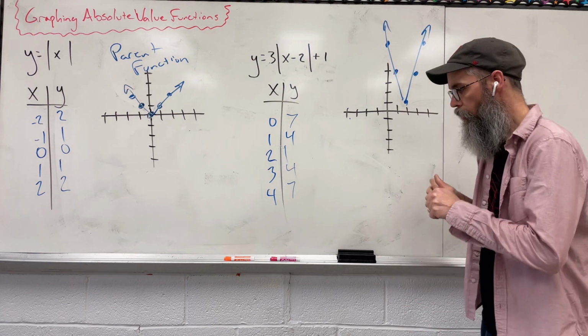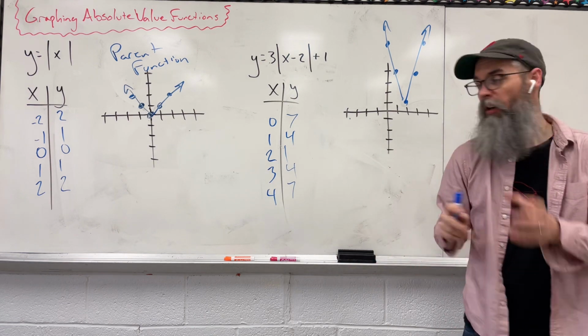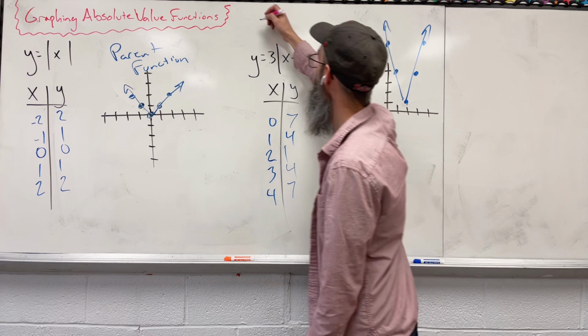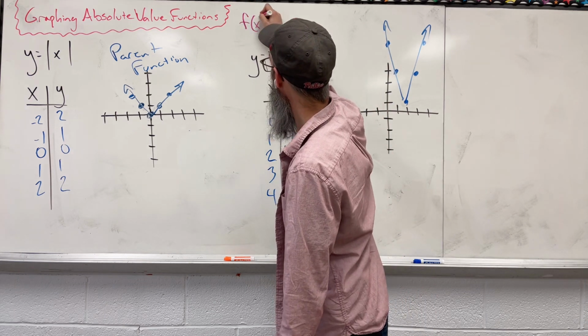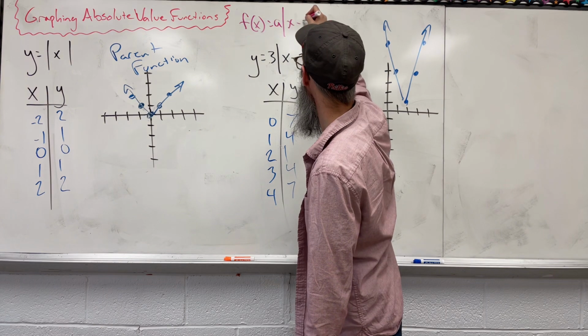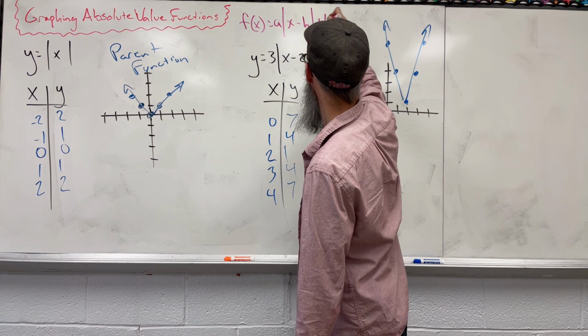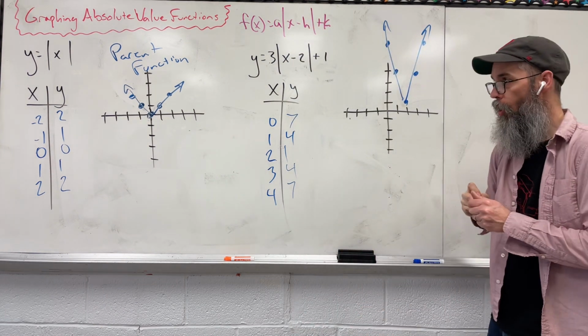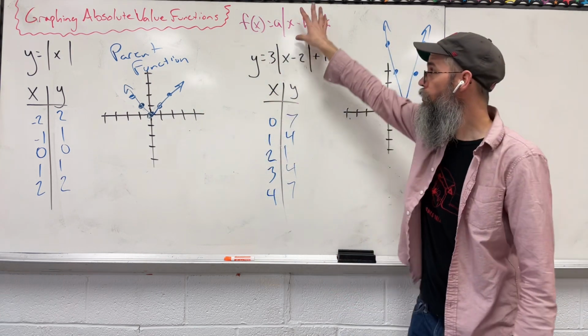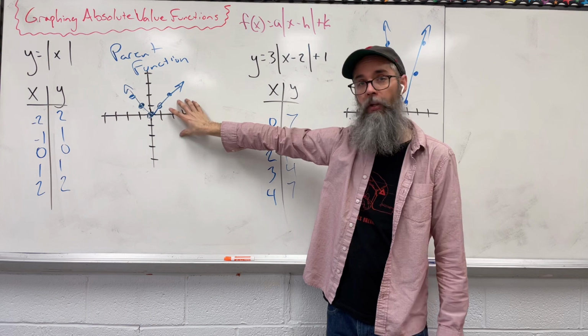All right, so that made it a little quicker. Is there a way to go even faster with this? Yes, there is. The standard form of an absolute value problem looks like this. Okay, what's that going to do for us? Parent function, we can use this formula to manipulate this.